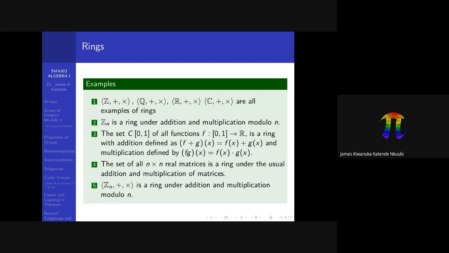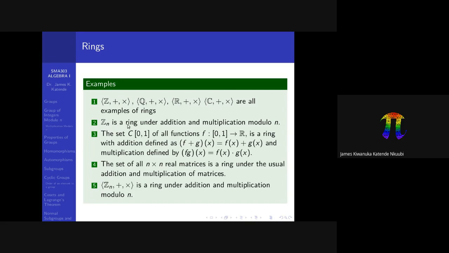Yeah, we have some examples of rings. So if you consider the integers, I think you're familiar with all these symbols, what they represent. This is the set of integers, and you can consider it under the usual addition of integers and the usual multiplication. That will be a ring. The same is true for the rationals, the real numbers, and the complex numbers. These are all examples of rings.